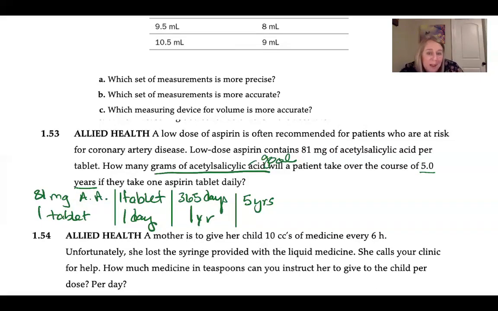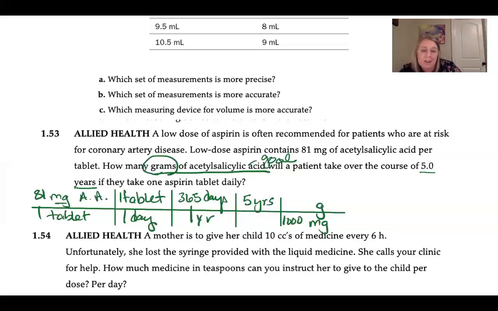And my last thing is, I want to know how many grams. I'm currently in milligrams over here. I don't want to be in milligrams. So I need another conversion factor. You can draw your line all the way across, right? There we go. Okay. So I want milligrams on the bottom. I want grams on the top. How am I going to do that? I know that milli means 1,000. So I have 1,000 milligrams in 1 gram. So now do I have the units I want?